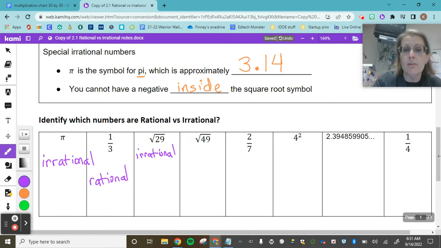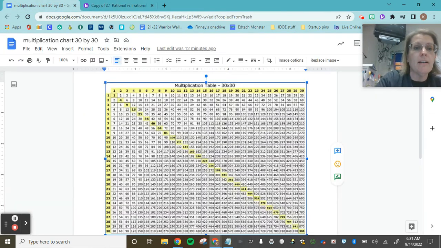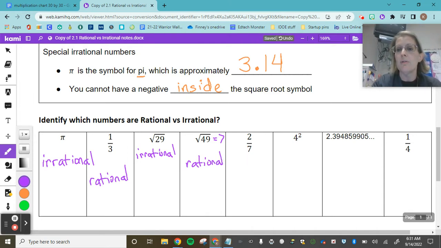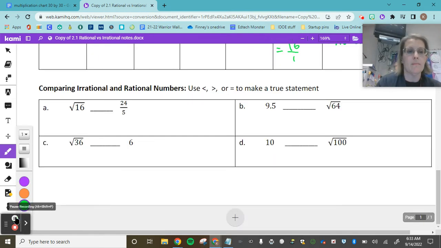And then the last one we're going to do together is the square root of 49, and then you're going to practice the other ones on your Edpuzzle. So the square root of 49, I go back to my multiplication table and I look at, there's 49. So the square root of 49 is 7, because 7 times 7 is 49. So that would be a rational number. Now try the next 4 and check them with the Edpuzzle video.